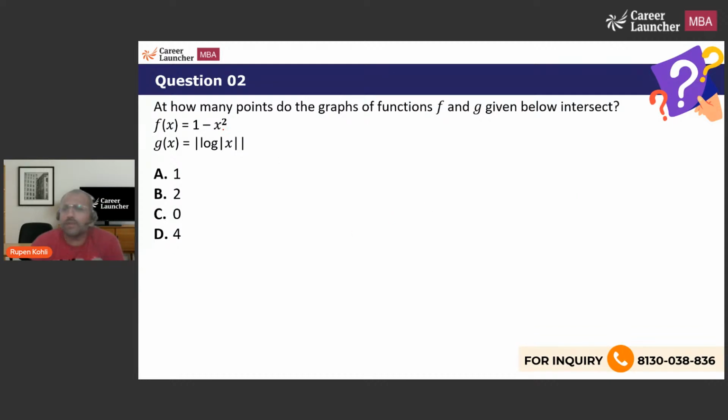So f(x) is one. So obviously we need to plot the two graphs on the same plot, and then we need to find the points of intersection, right? As simple as that. The only thing is that 1 minus x square is still easy, but how do we sketch mod of log of mod x? So that is one thing we have to understand, right?